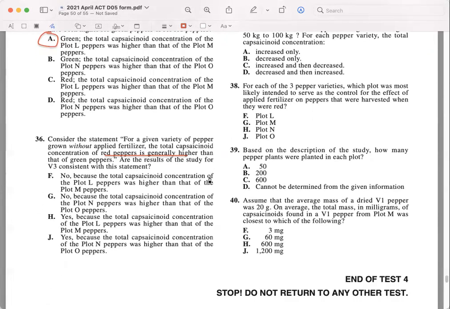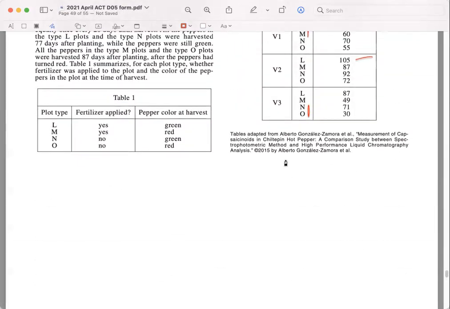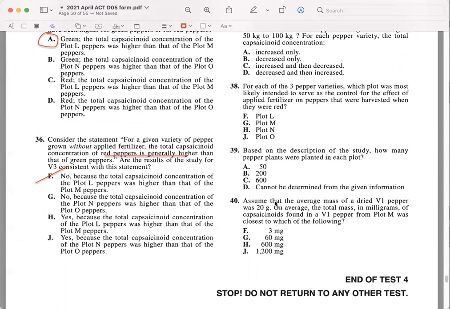So it's a no answer. No, because the total capsaicinoid concentration of, no, it's not about L and M now. It's about plot N was higher than plot O. Plot N was higher than plot O. So it's a no answer. And it's G.